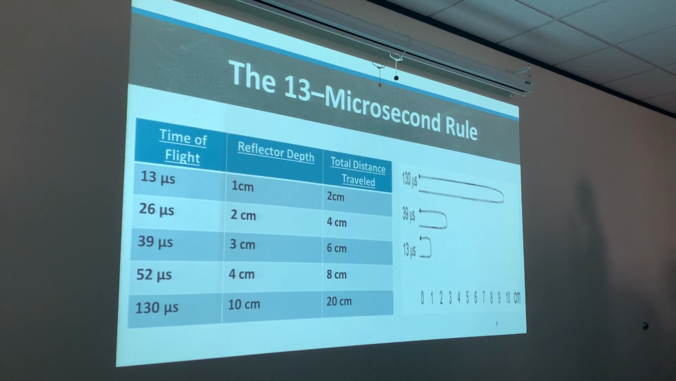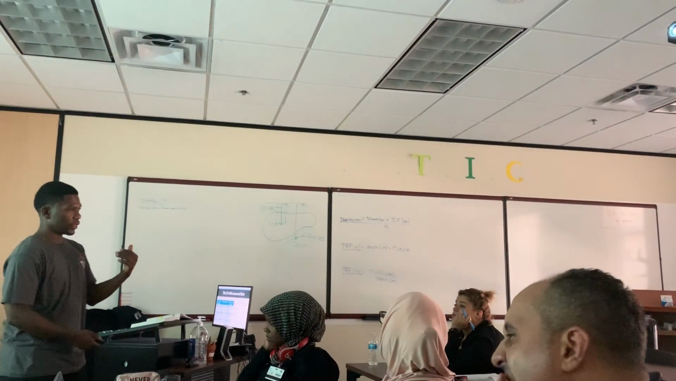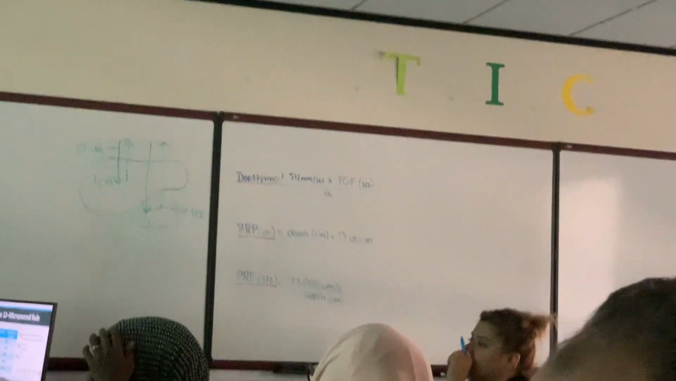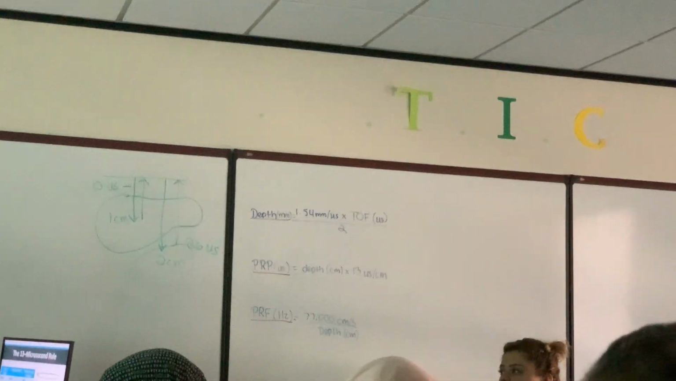Okay, so keep this chart, or like I said, you don't have to memorize it. If you know the rule and know how the 13 microsecond rule applies, 13 microseconds per 1 centimeter of depth, and total distance is reflected depth times 2, that's the most important thing about this chapter: knowing how to apply the 13 microsecond rule. That's why I put these formulas up here. The depth equals the speed of sound multiplied by the time of flight divided by 2. That's how we determine the depth of the reflector, because when we're talking about the depth, like I said, we're not accounting for the go and return time. We're just accounting for how deep that structure is in the body.